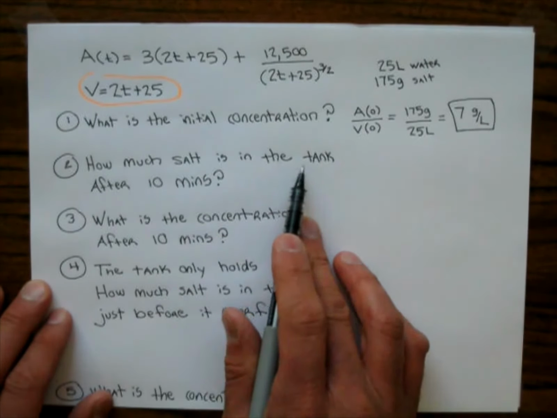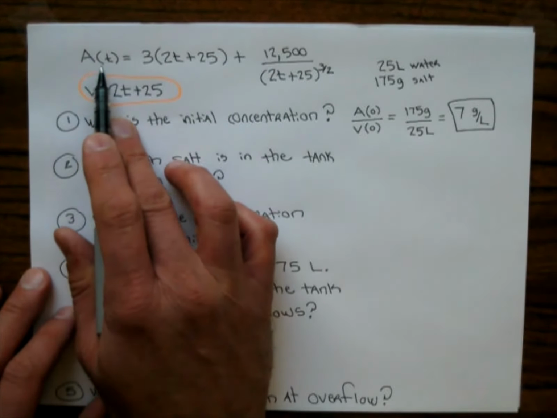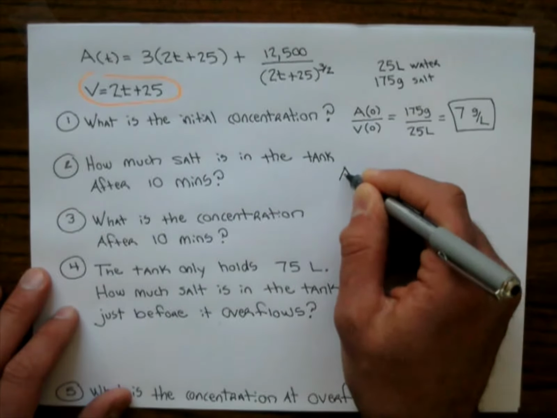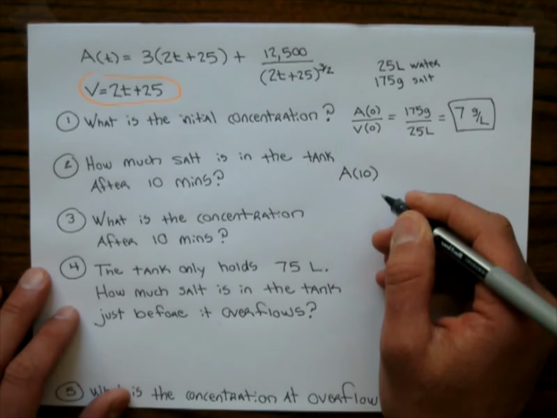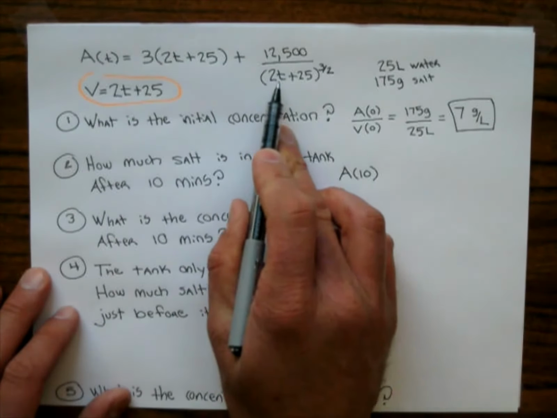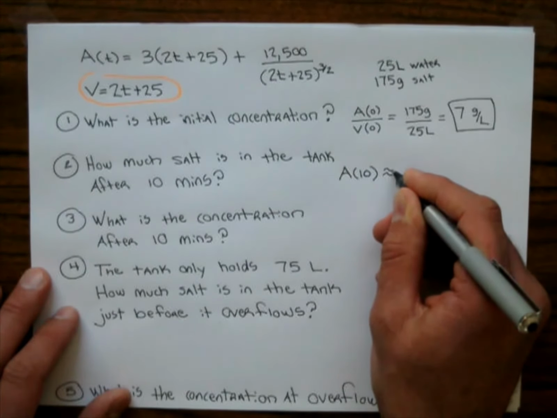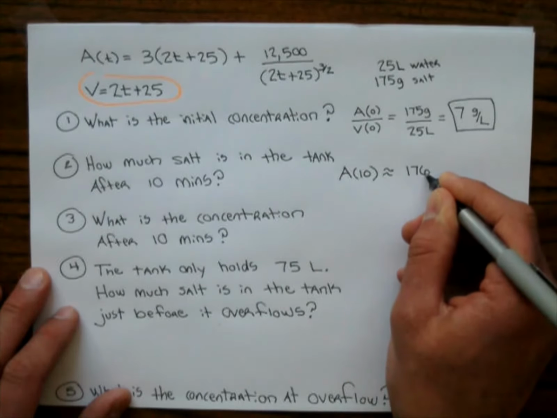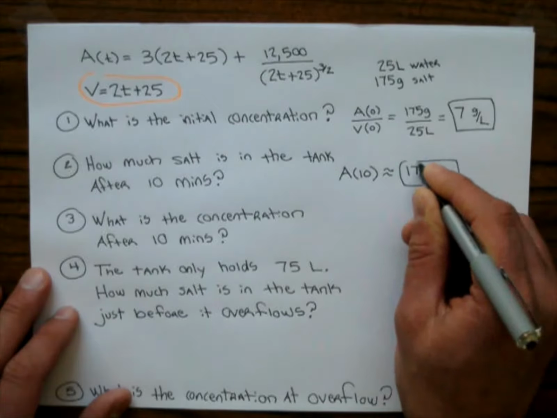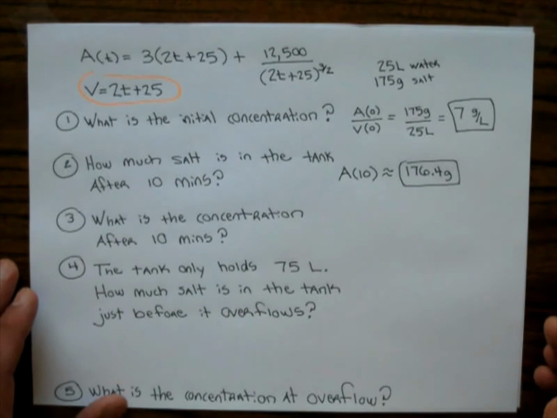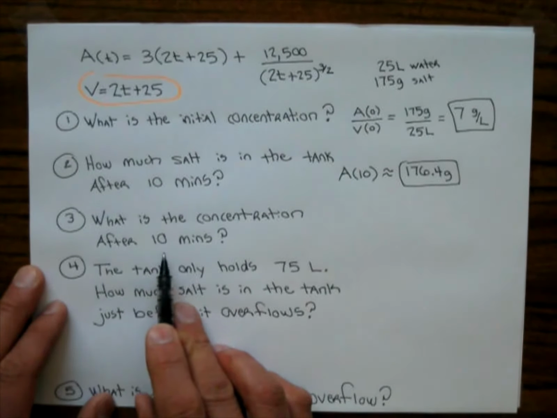How much salt is in the tank after 10 minutes? Well, this tells you the amount of salt after 10 minutes. We're going to go A of 10, and I would strongly encourage you to use your calculator on this. You're putting 10 into this function right here. And so what I'm getting is approximately 176.4 grams, and I went ahead and did the calculation before, so you wouldn't see me just sitting here for 5 minutes pressing buttons. Now, problem 3 says, what is the concentration after 10 minutes?